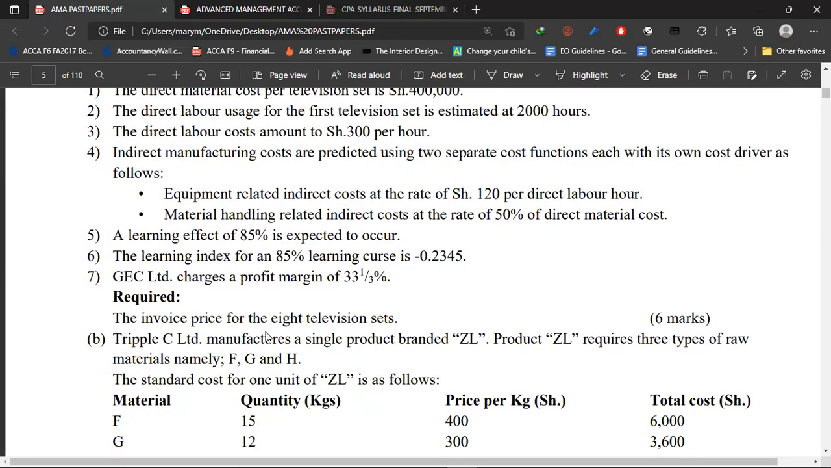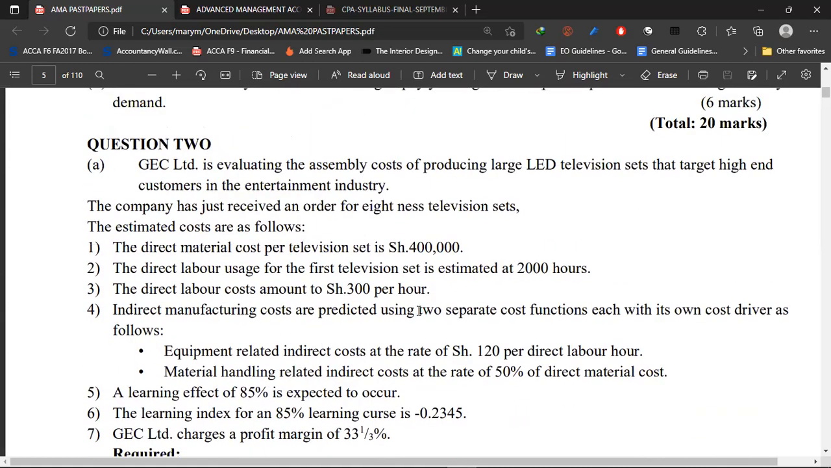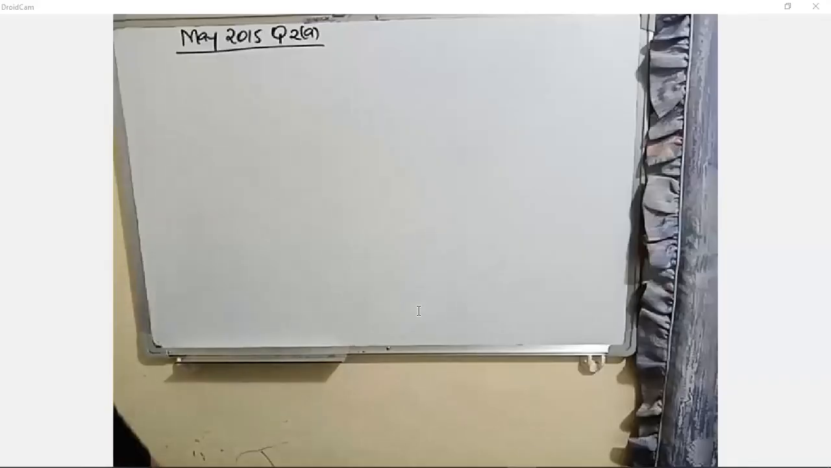But here we are being told the direct labor cost amount. So after we get the total labor hours, we're going to multiply by the cost per hour. That is true. That doesn't have a problem. So in this case, it is very simple. What am I supposed to be doing? Let me see what we are supposed to do. So this is what we are going to be doing.